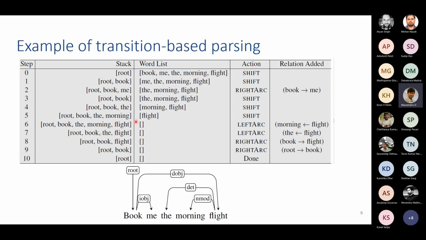So now based on this word list and the stack, the oracle suggests that left arc should be the action. Left arc means it will be from top to top -1, that is flight to morning. So this one is there. Similarly, the rest of the sequences will be taken care of, and we will finally have only root remaining in the stack. At that point we are done. Then the algorithm can terminate, and these will be the relations. If you stitch these relations together in the appropriate form, this is the tree that you will get.